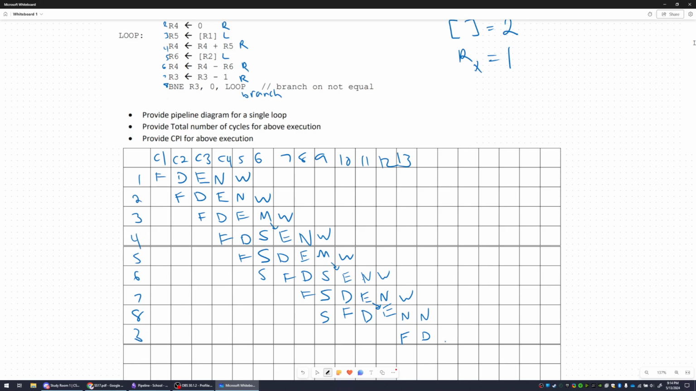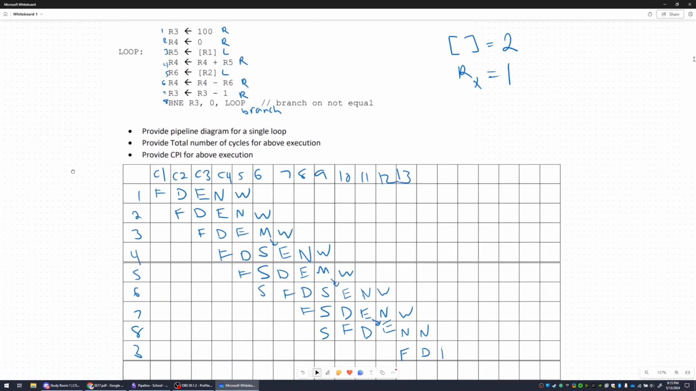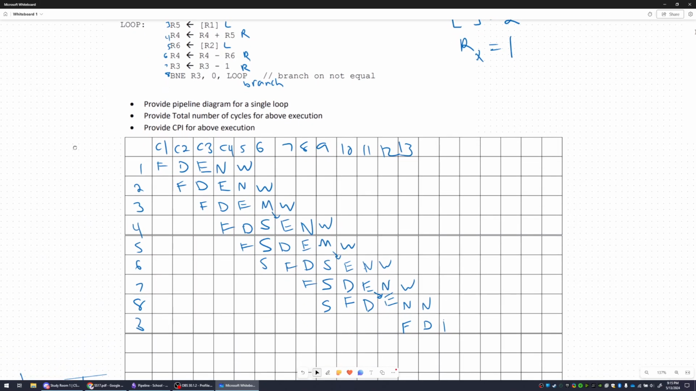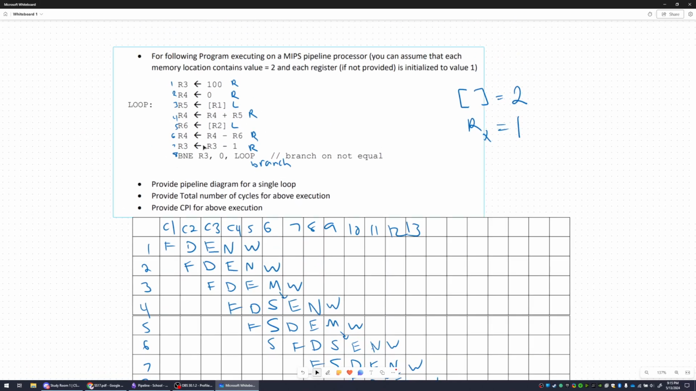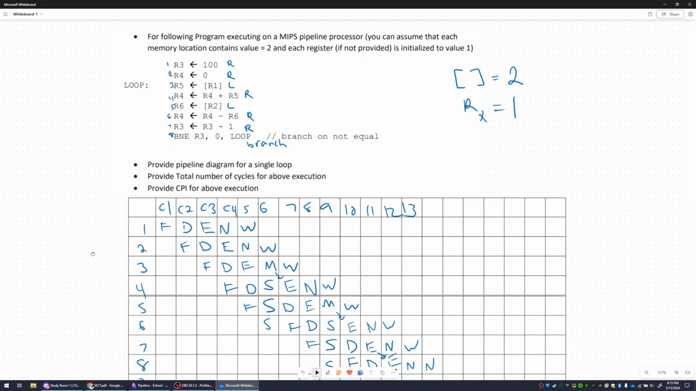Line 3 is what? And I'll type. Is there any data dependency? R1. Is there any R1 here? No. Oh, you probably should have checked what R3 you would have. R3 has 100. Okay.